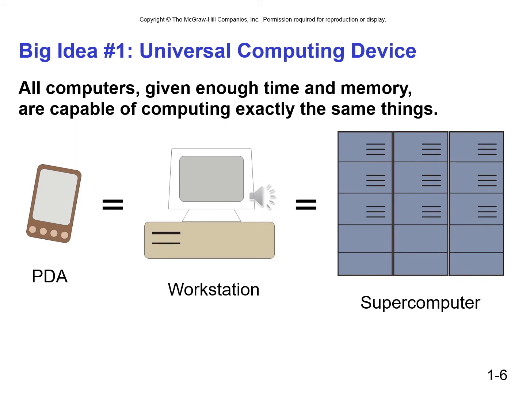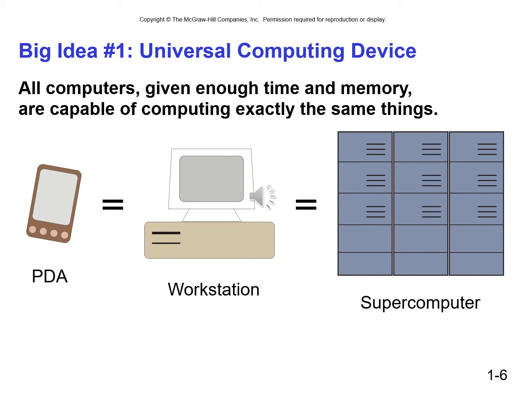Big idea number one is the concept of a universal computing device. That states that all computers, given enough time and memory, two very, very important constraints. Given enough time and memory, all computers are capable of computing exactly the same thing. That means a PDA, a workstation, a supercomputer.